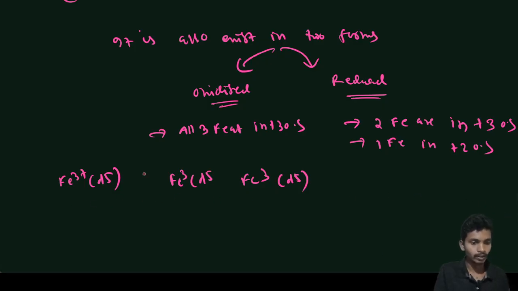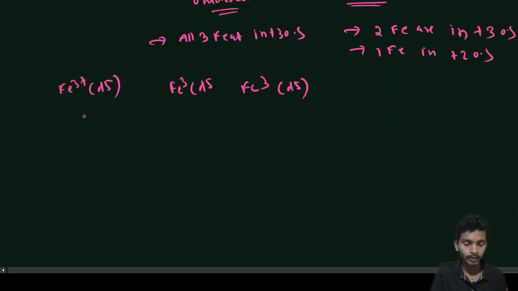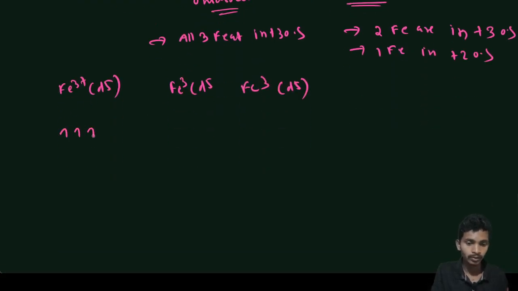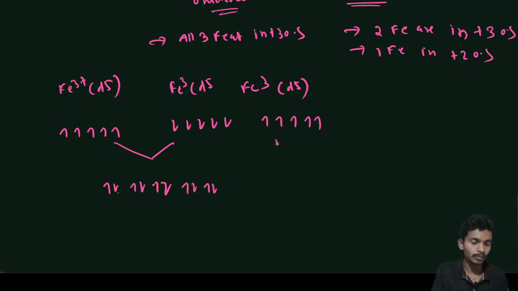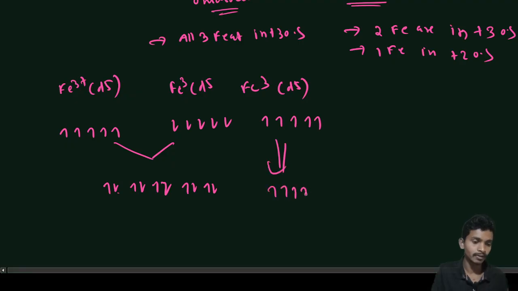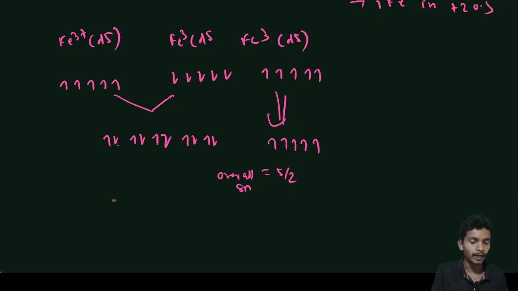So these are all in +3 oxidation states. This Fe3+ D5 means, let's say, 1 2 4 5, and let's say this is 1 2 3 5, and this is 2 3 4 5. So if you do antiferromagnetic coupling, then you will get this structure, but this one will remain unpaired. So this is equal to 1/2. So the overall spin is 1/2. Here that unpaired electron is present, so this is ESR active.